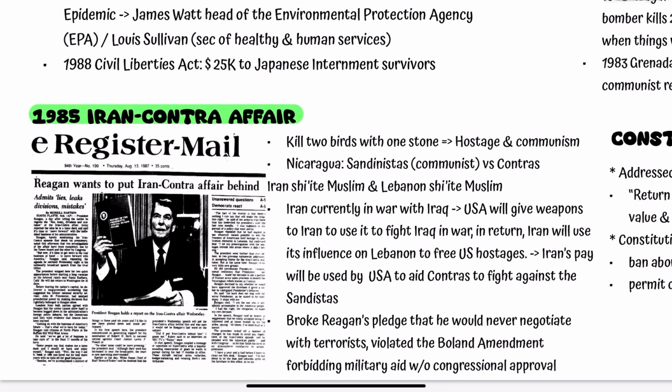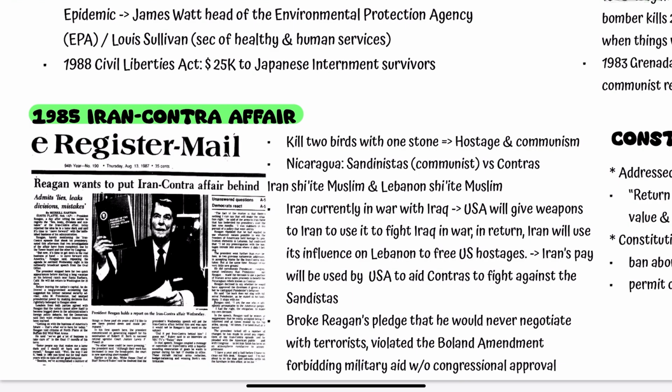So, how to sum this up? This is basically this phrase, right? Kill two birds with one stone. And the two birds would be hostages and communism. So basically, Reagan, or people affiliated with the government, was advocating for the release of hostages and fighting communism from the Soviet Union with one stone. And let's look at that.